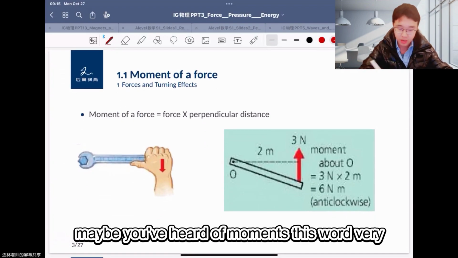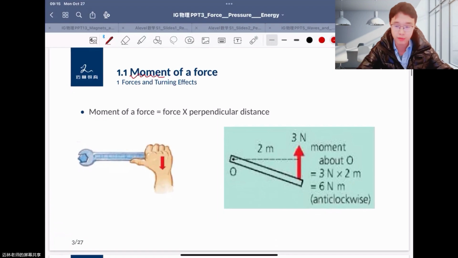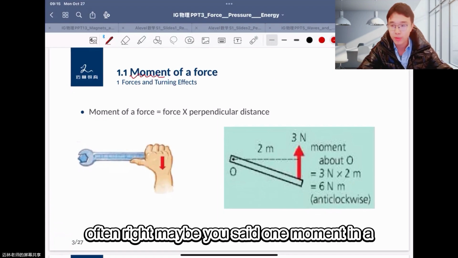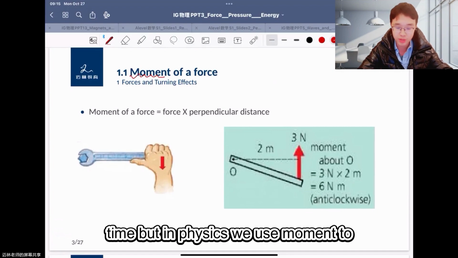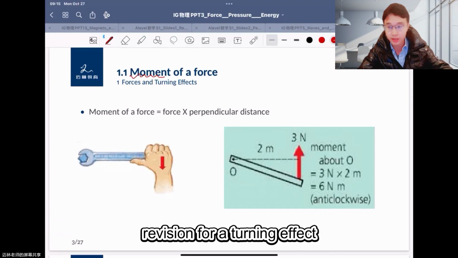Okay, so let's go to the first slide, and here you can find this is about moment of force. So maybe you heard of this word moment very often, right? Maybe you said one moment in a very short period or a very short moment, right? So moment just means a very short time. But in physics, we use moment to represent a turning effect.